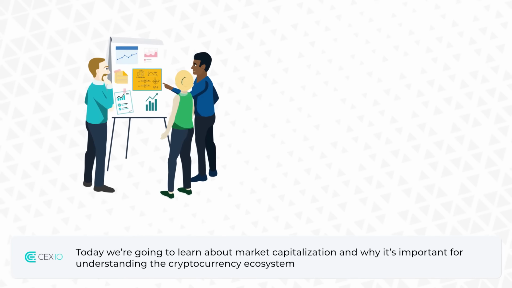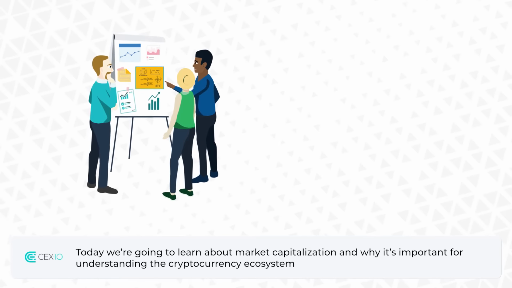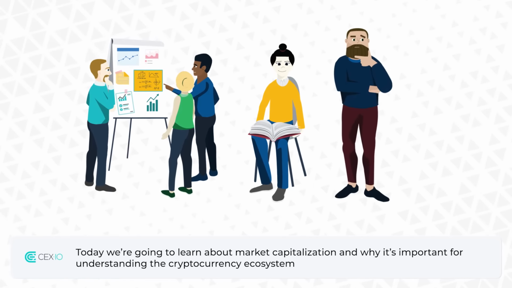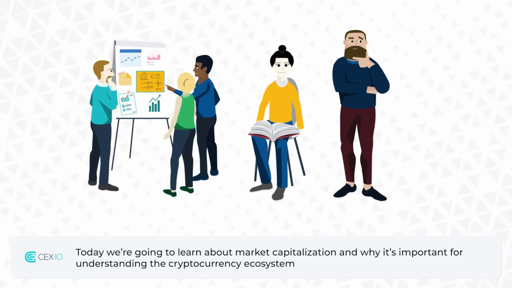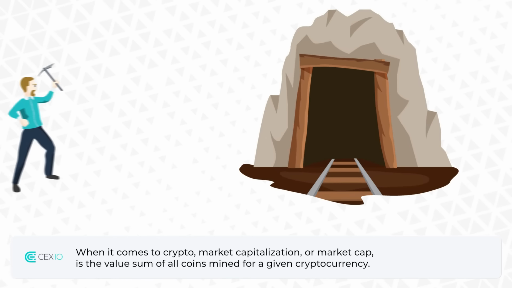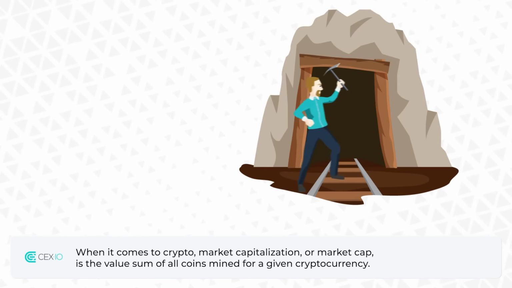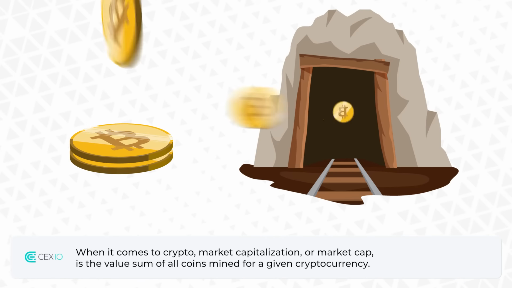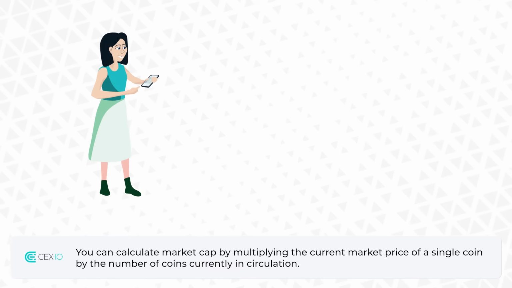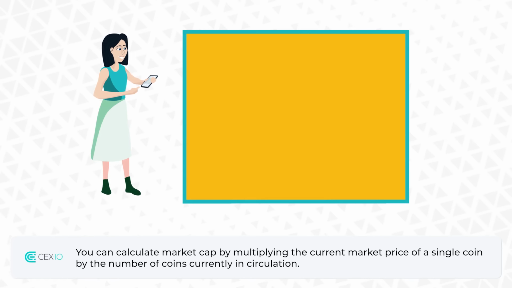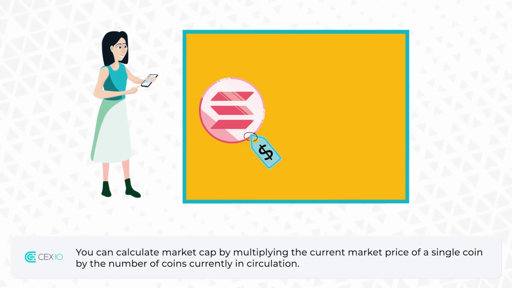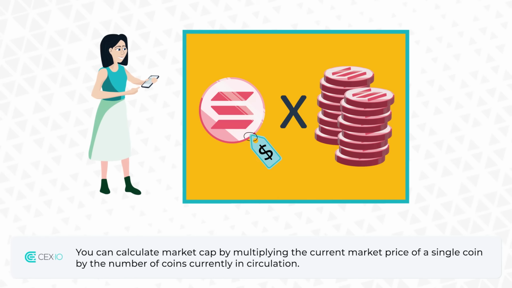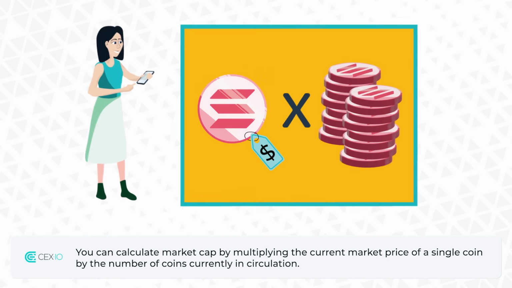Today, we're going to learn about market capitalization and why it's important for understanding the cryptocurrency ecosystem. When it comes to crypto, market capitalization, or market cap, is the value sum of all coins mined for a given cryptocurrency. You can calculate market cap by multiplying the current market price of a single coin by the number of coins currently in circulation.